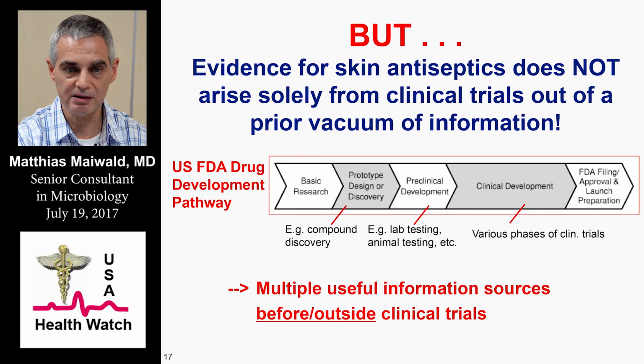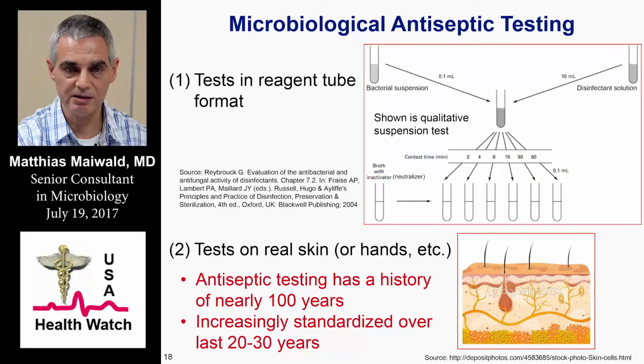So if you look at the US FDA drug development pathway, a typical pathway, you have basic research, you have compound discovery, you have preclinical development, like let's say lab testing, animal testing, etc. And then you have various phases of clinical trials. And so with all these information sources, you have multiple useful sources of information before or outside clinical trials that can inform you of important properties of antiseptics. And we should not overlook that. Let's go to slide 18.